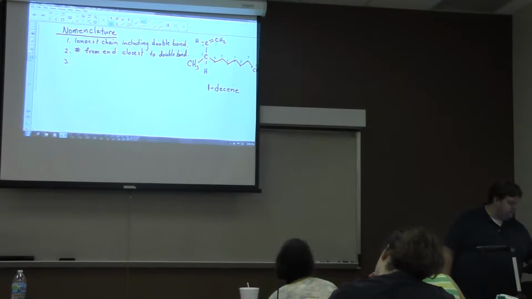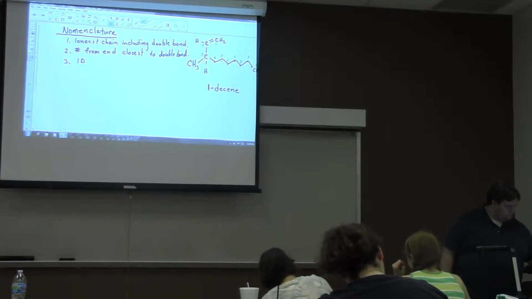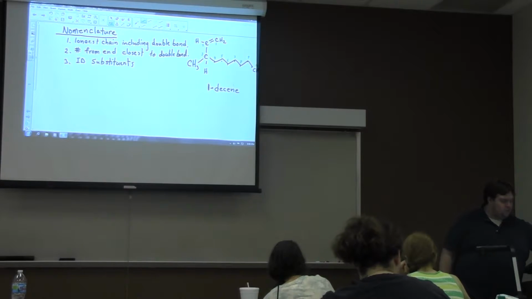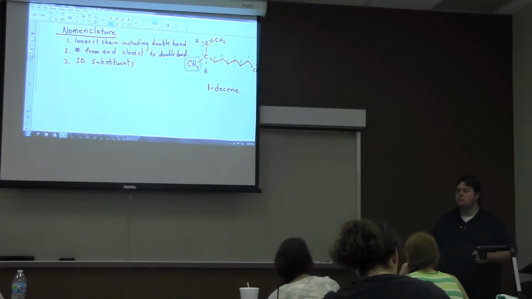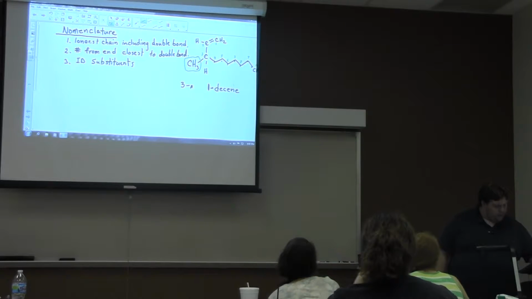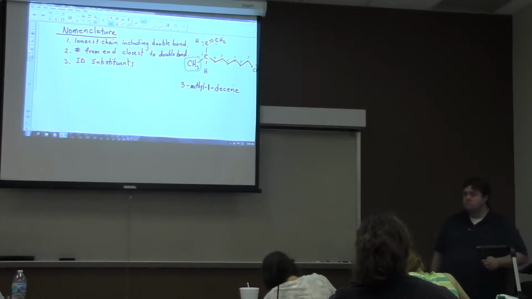Okay, we have to identify substituents. In this case, the only substituent that we have is the methyl group. And which carbon is that on? 3. Okay, that is on carbon 3. So this is a 3-methyl-1-decene.